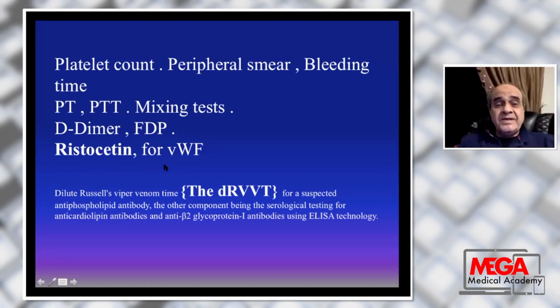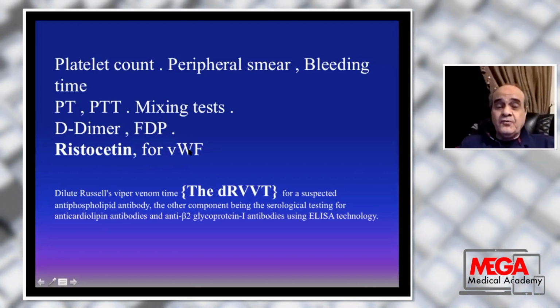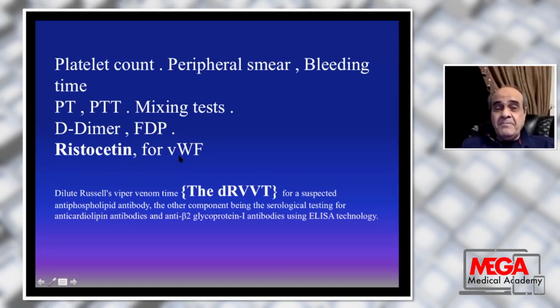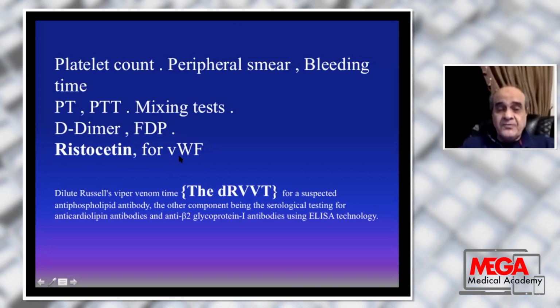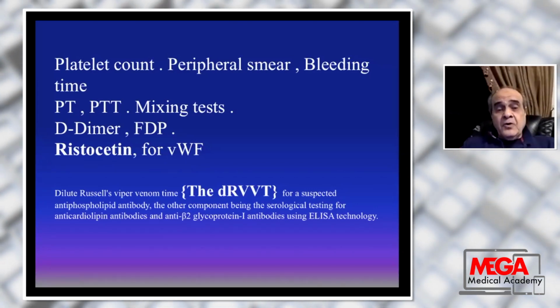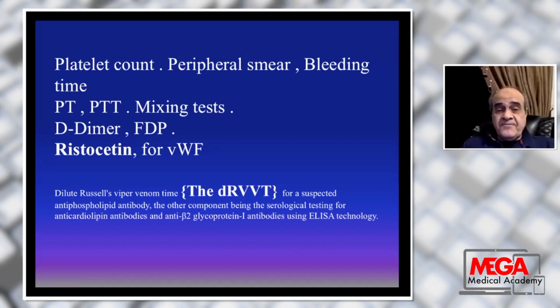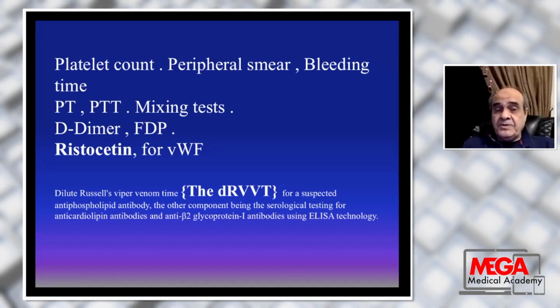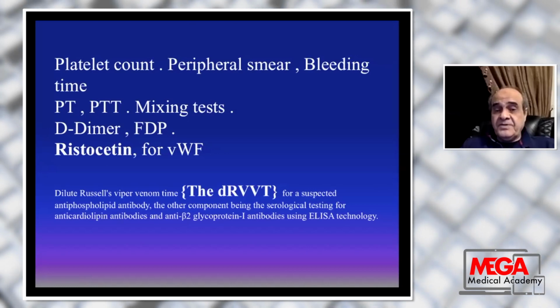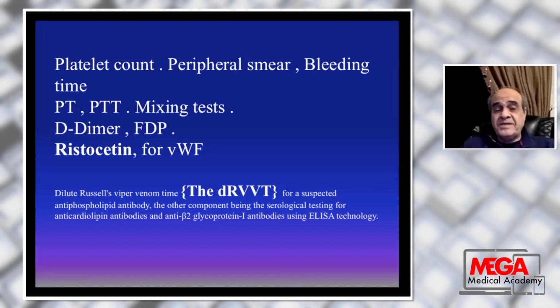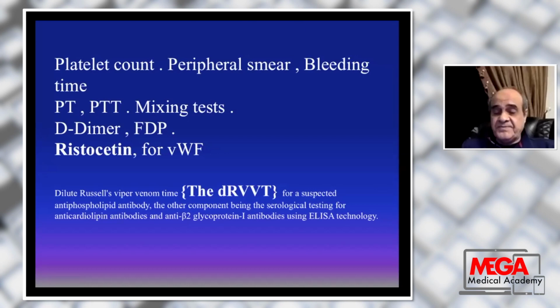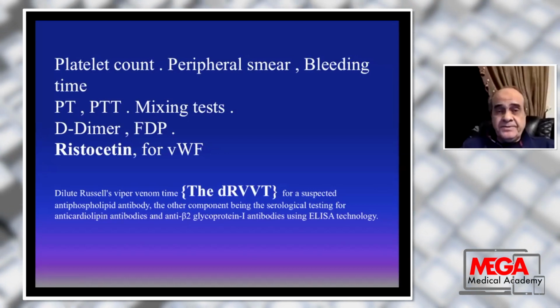rest of the coagulation tests. Also test for von Willebrand factor and see if the patient is suffering from von Willebrand disease or not. Also, there is another test, the dilute Russell viper venom time, DRVVT, to predict any antiphospholipid antibodies in a patient exhibiting hypercoagulability.